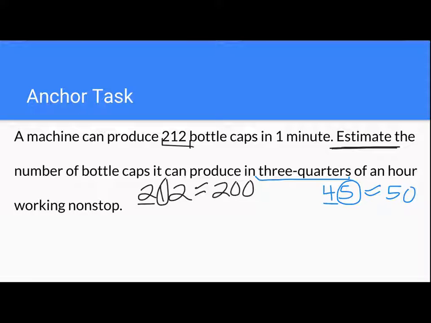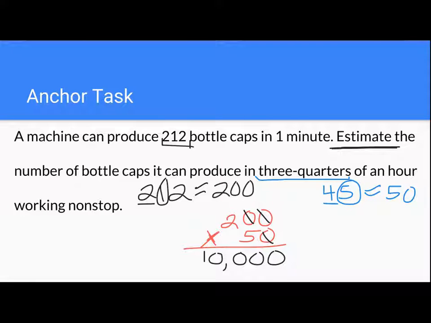So I'm going to multiply 200 times 50. And when I have numbers like this that are getting pretty large, what I love to do, especially with zeros, I'll pretend the zeros aren't there at first to make it super easy to multiply. So I'm just going to multiply 2 times 5, which is 10. But now I have to put back the zeros that I took out. And there were 1, 2, 3 zeros, so I need to add in 3 more zeros. So the machine can produce 10,000 bottle caps. Always need to write my units in 3/4 of an hour. Awesome.